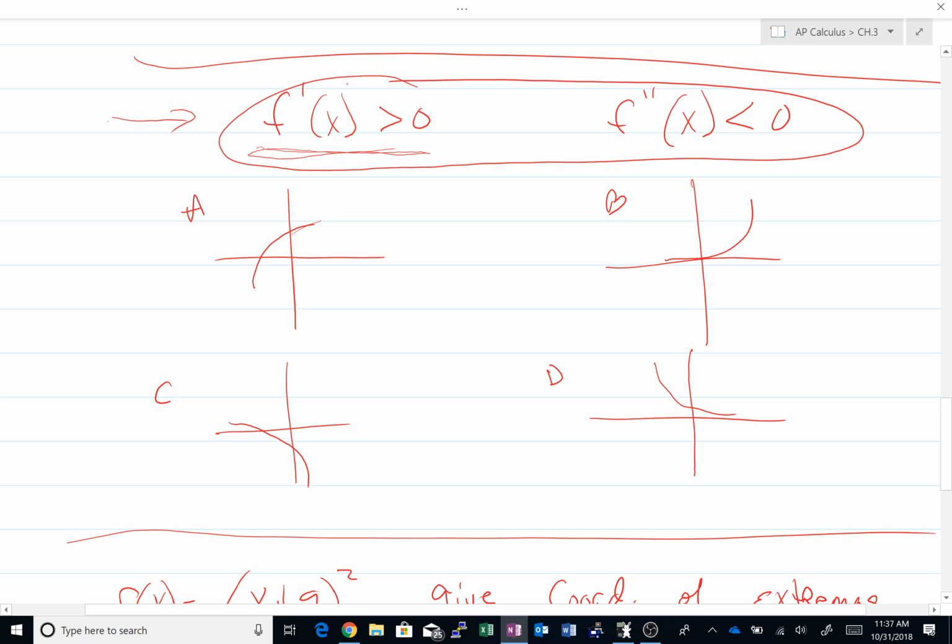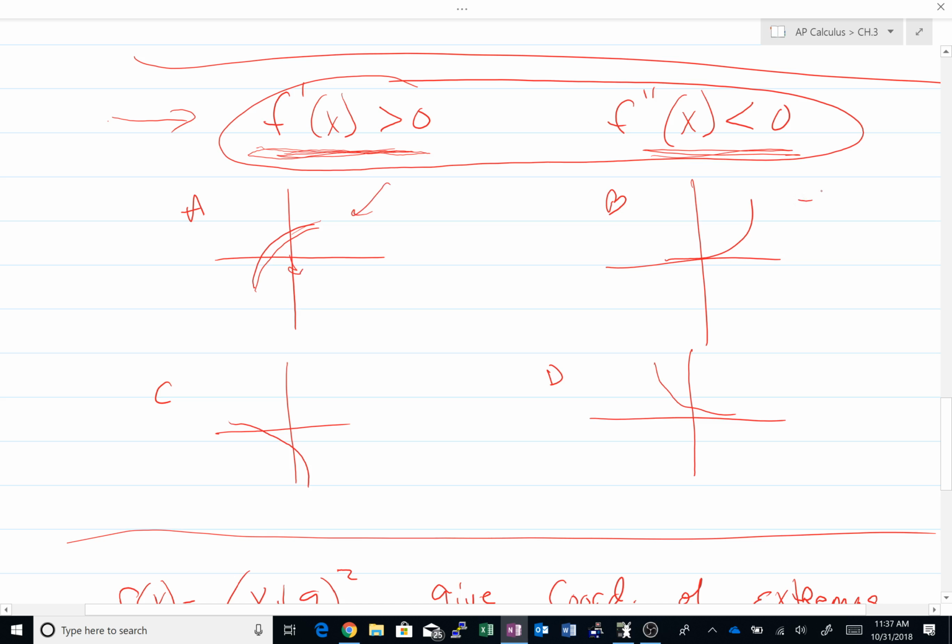Let's see why. What I'm really saying, first derivative talks about increasing, decreasing, and this is positive, so that's saying this function's increasing. Second derivative is talking about concavity. This is telling me second derivative is negative, so it's concave down. So where is it? Increasing, concave down. So that's this one.